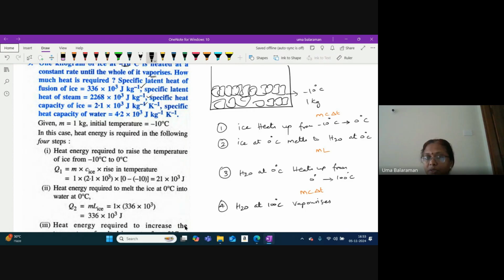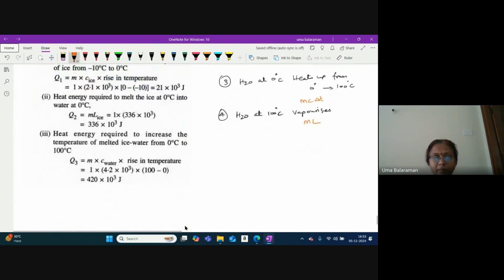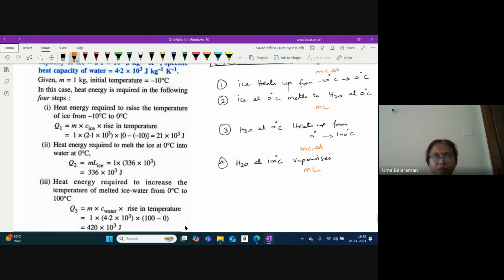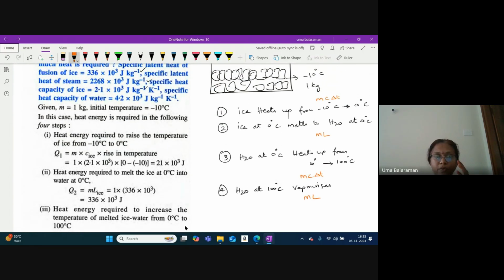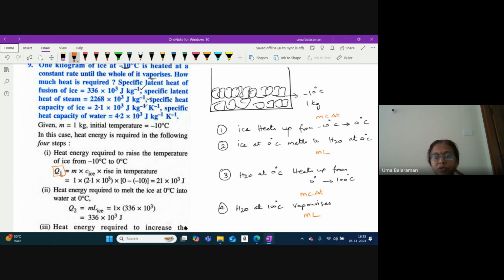So again, we have to use M into L. It's a 4-step question, now 3 steps only, right? Oh, it vaporizes. So for the first one, use Q1 is MC delta T. So use the correct C. Specific heat capacity of ice is what you have to take for the first step. And that you calculated, the heat energy for the first step.